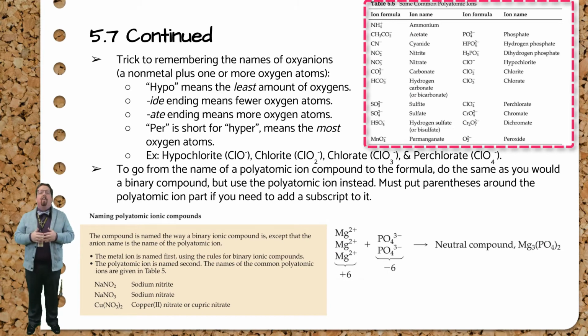Other than that, just look at what other elements are present. Chromate has 1 chromium, but dichromate has 2 chromiums. The only positive polyatomic ion is ammonium.